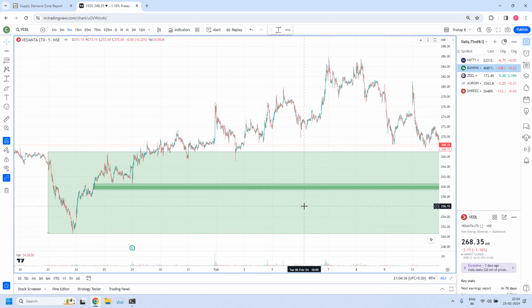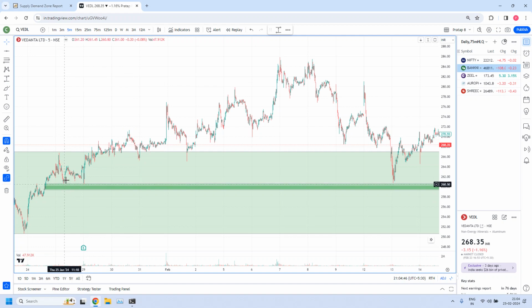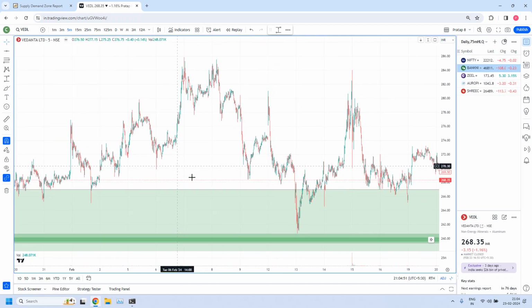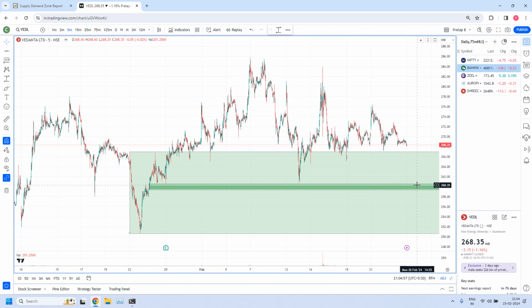What I did, I deleted all the daily zones, I deleted the 75-minute zones. Finally, I kept the zone that is having the real order flow. Every time price is coming, they are giving a big move. Again came here, they gave a very big move. Again came here, they gave a very big move. Next time when prices enter into this, you should not miss this area.